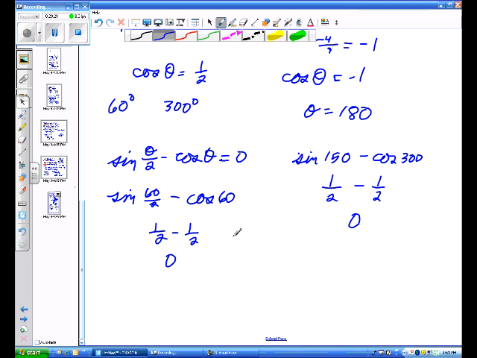So that checks out. Now for 180, that would be the sine, half of 180 is 90, minus the cosine of 180. So that would be 1 minus a negative 1, which ends up being 2. So this one doesn't work. So we have to eliminate that.